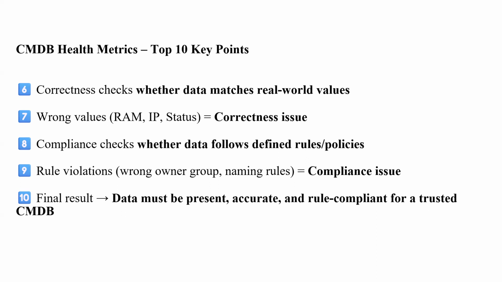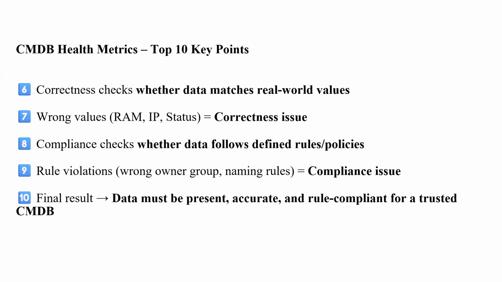Seventh one, wrong values is a correctness issue. So data is present but incorrect. For more examples, wrong IP address, status is incorrect, active instead of retired. By mistake, we can write active instead of retired. So that's a correctness issue. What happens in the impact? Then wrong alerts, troubleshooting issues.